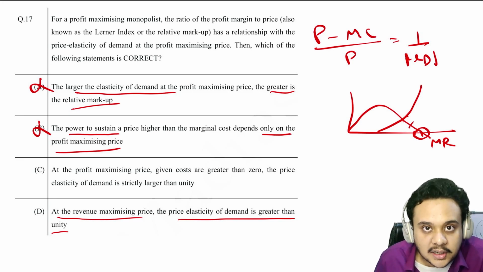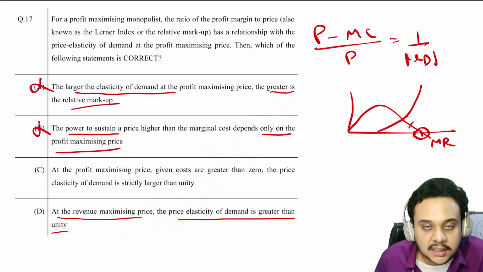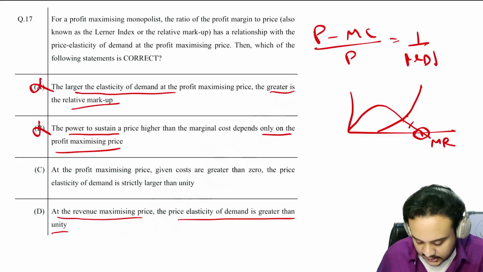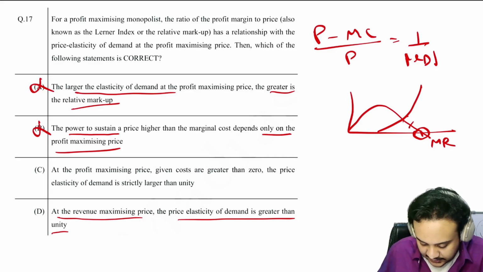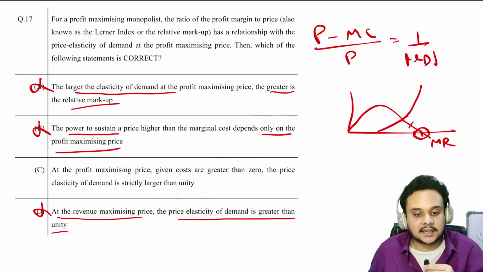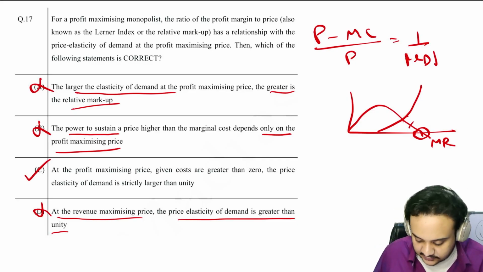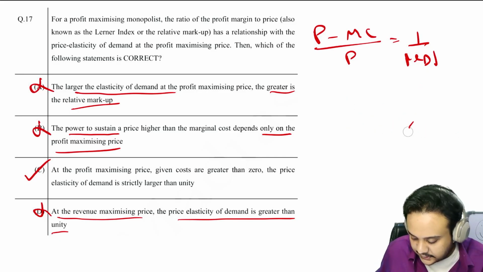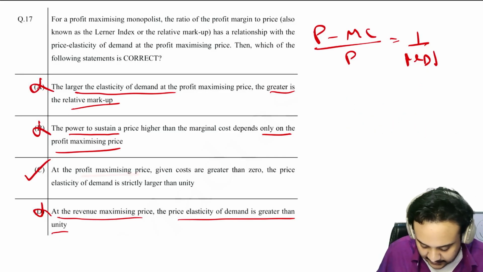And we have seen this already. At what point of elasticity in the demand curve is marginal revenue equal to 0? At the unitary elastic point. But here it says that price elasticity of demand is greater than unity, so that is also incorrect. So the only statement that we have left is this. But let us also see why this statement is true: the profit maximizing price given costs are greater than 0.